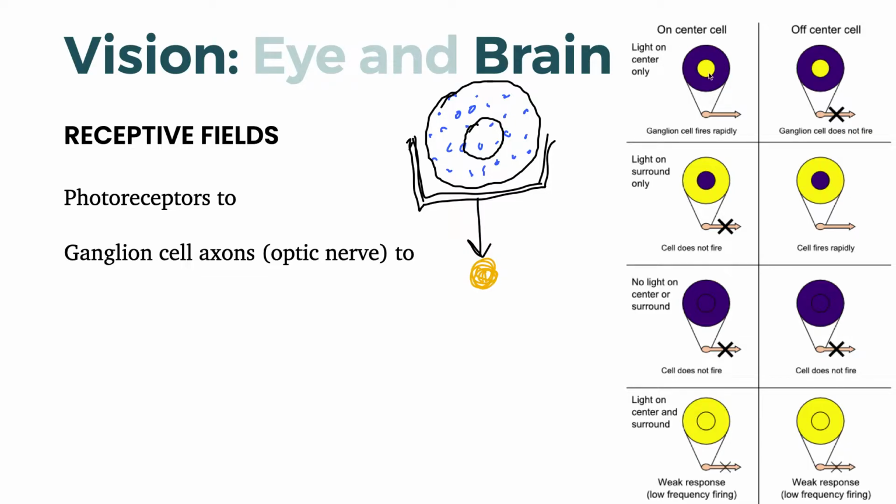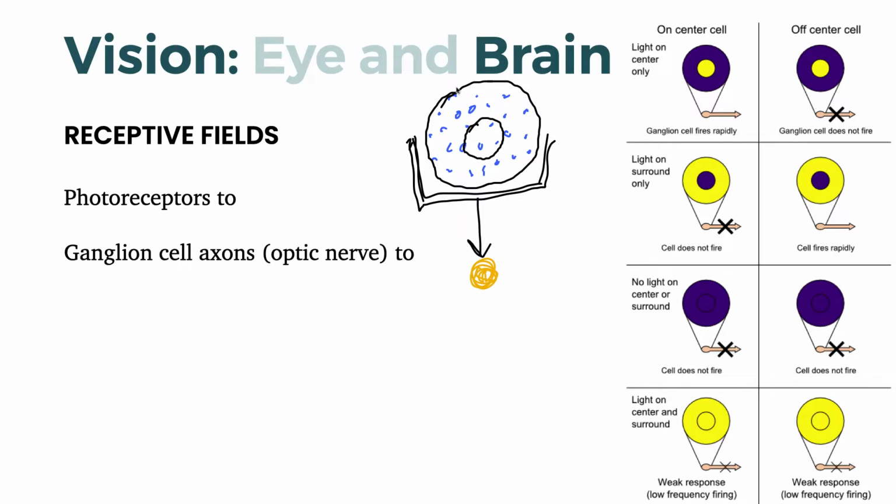Well, it's an on-center cell. We have light on the center. The ganglion cell is going to fire. Now, if we have light on the surround and no light on the center, the ganglion cell is not going to fire because it's an on-center cell. It likes light on the center. If we don't put light on any of these photoreceptors, the ganglion cell obviously is not going to fire.